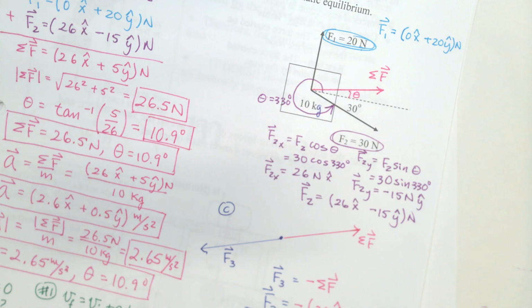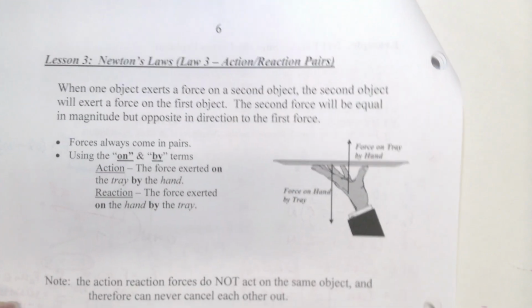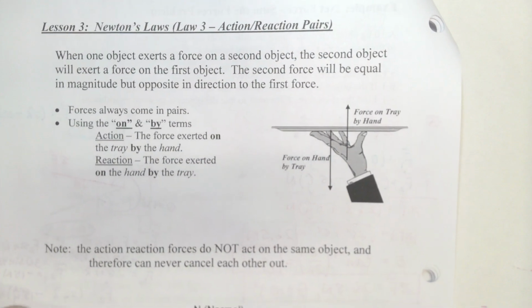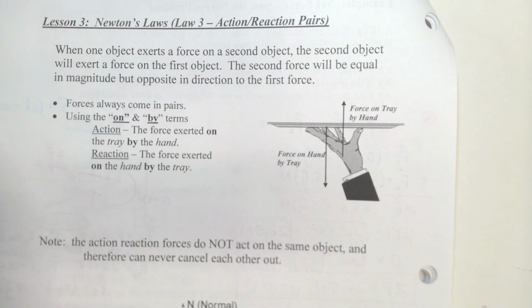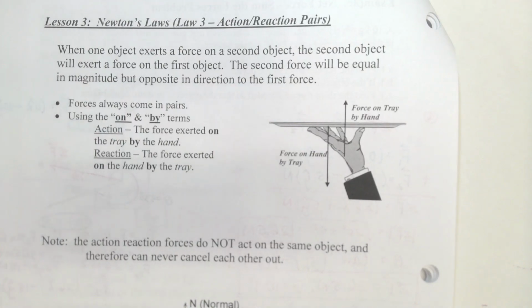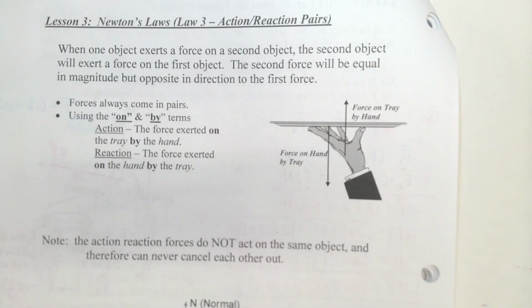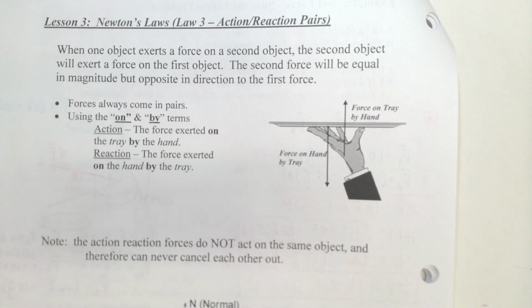So you got a lot of homework to do. All right? I'm going to continue on with Newton's third law. Let's get it out of the way. Okay? Newton's third law is also famously known as action-reaction pair. You really have to know how to identify what's action and what's reaction. Okay? So let's read about this.